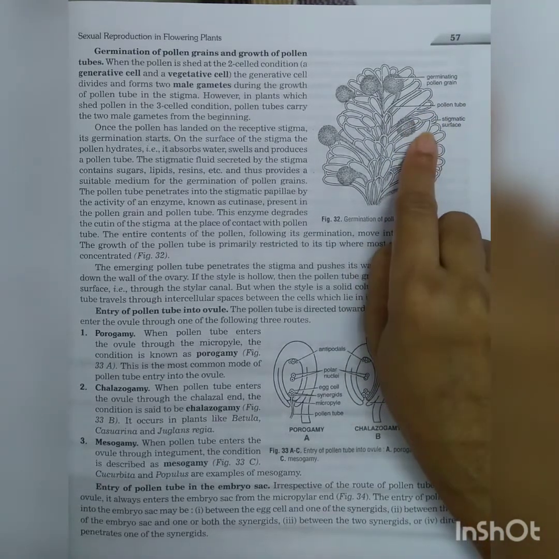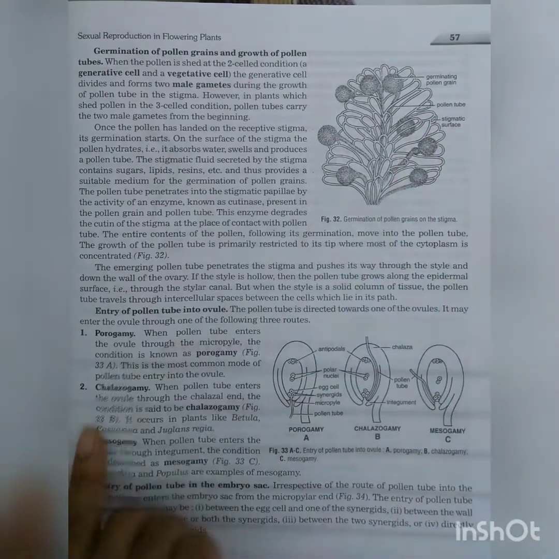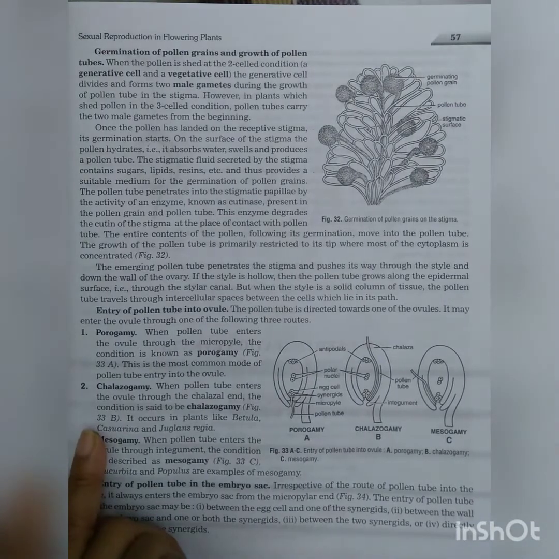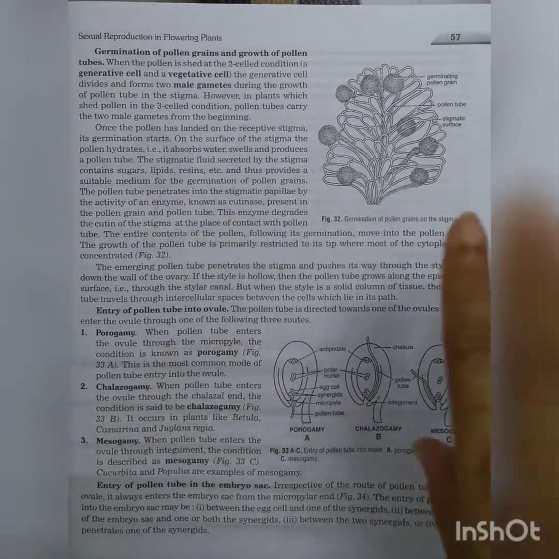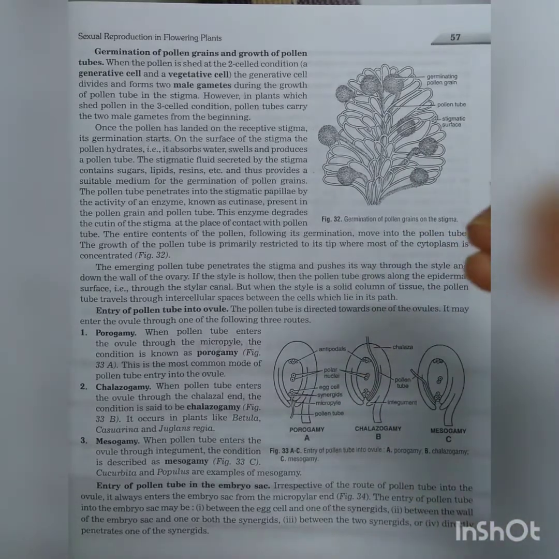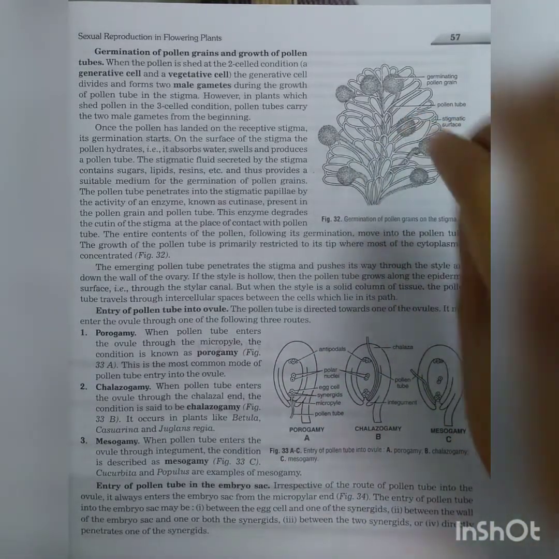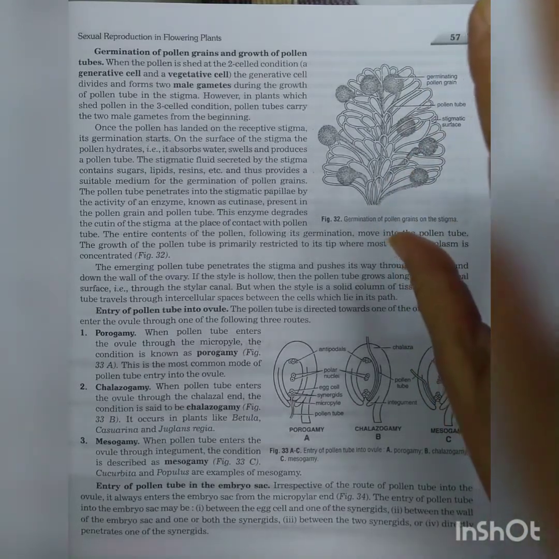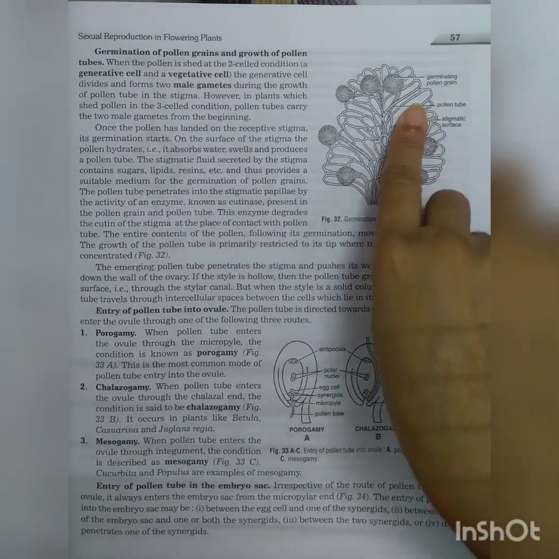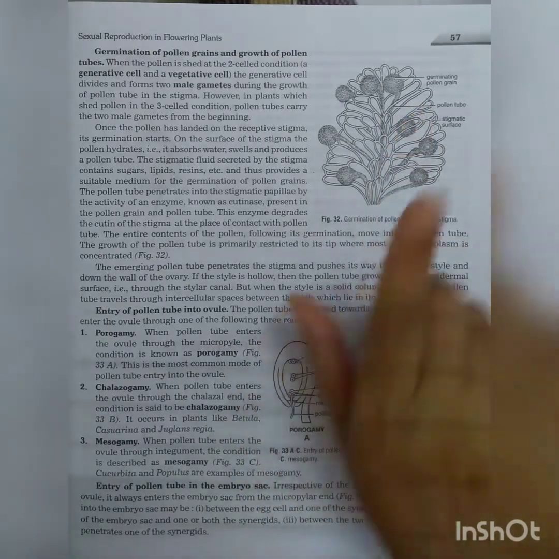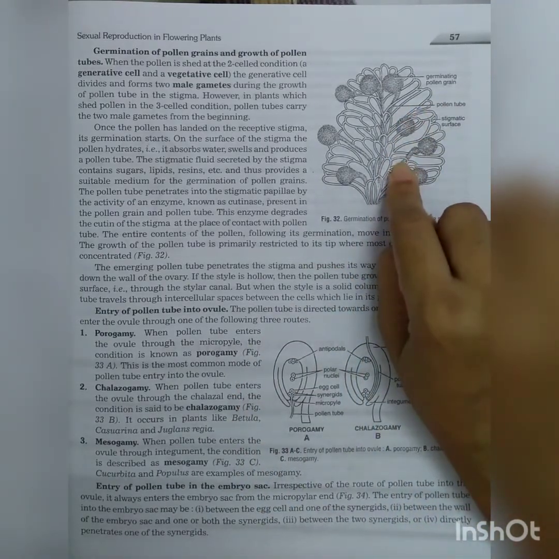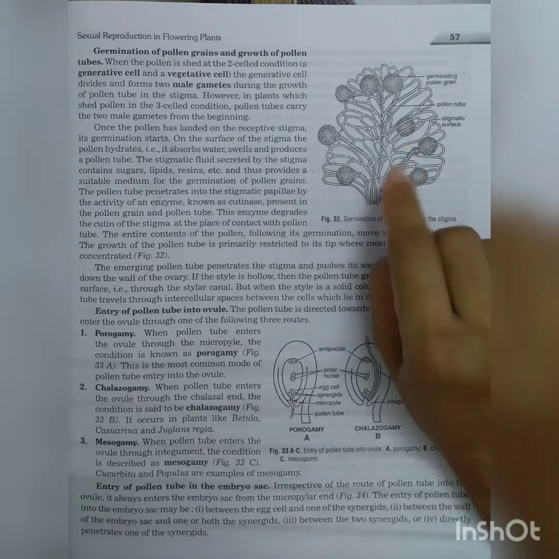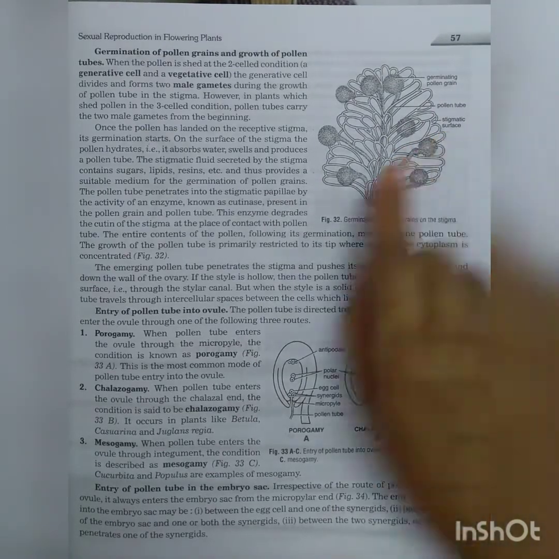This stigmatic fluid secreted by the stigma contains sugar, lipid and resin, and thus produces a suitable medium for the germination of the pollen grain. Same as a seed, after absorption of water, it germinates. Same way the pollen grain, after absorption of the stigmatic fluid secreted by the stigma, is swelled by this medium and germinates into a pollen tube, and this pollen tube penetrates into the stigma by the activity of an enzyme, and this enzyme is called cutinase.